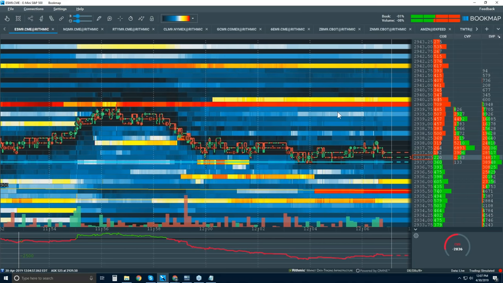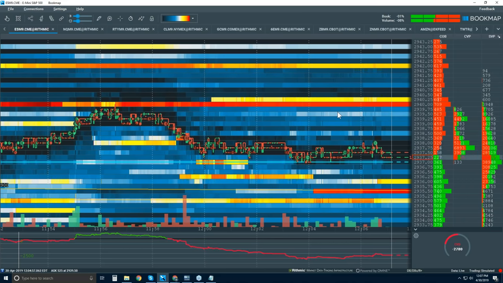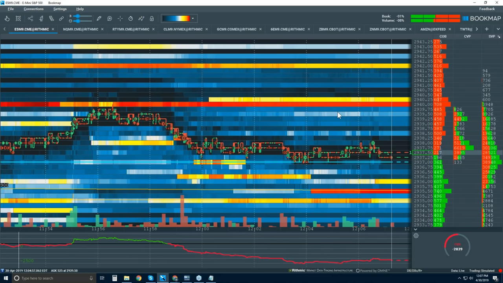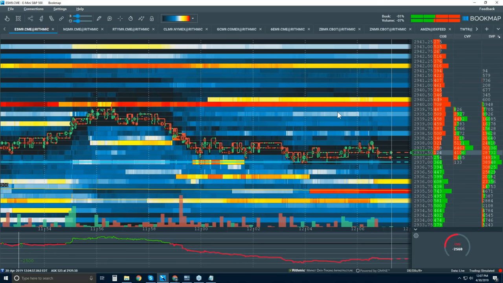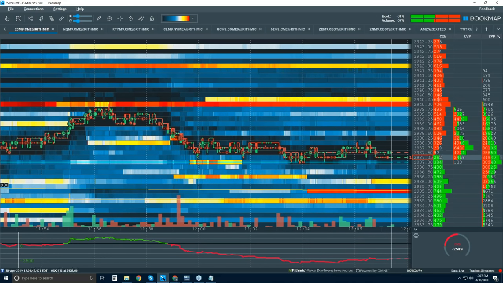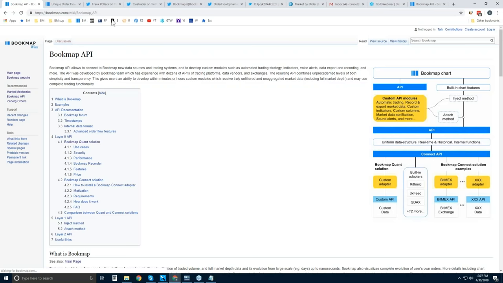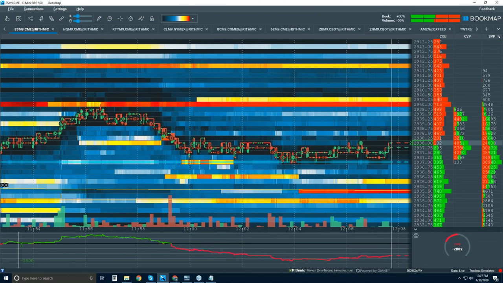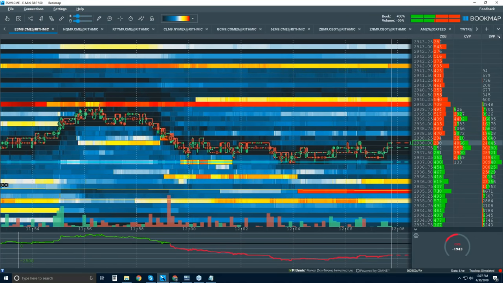Let's see, on the programming side, I would point you again to the wiki as well as the forum for looking into more questions on that. Let me show you that again. That's bookmap.com/wiki, simple as that. Or bookmap.com/forum, simple as that, and that'll take you to the forum. Okay, all right, and let's see, a few more questions, and then I think we'll be finished here.